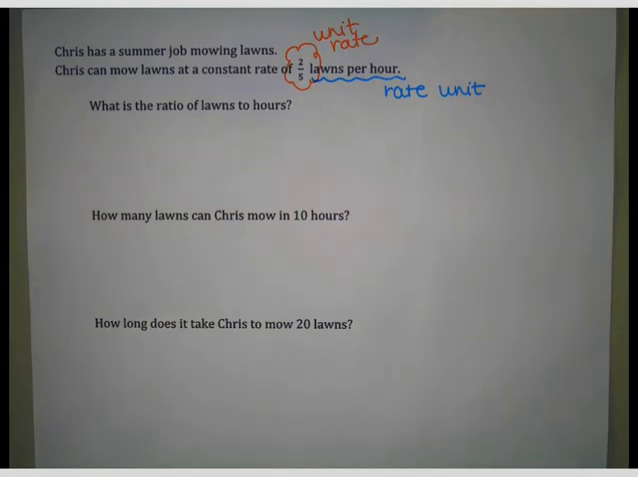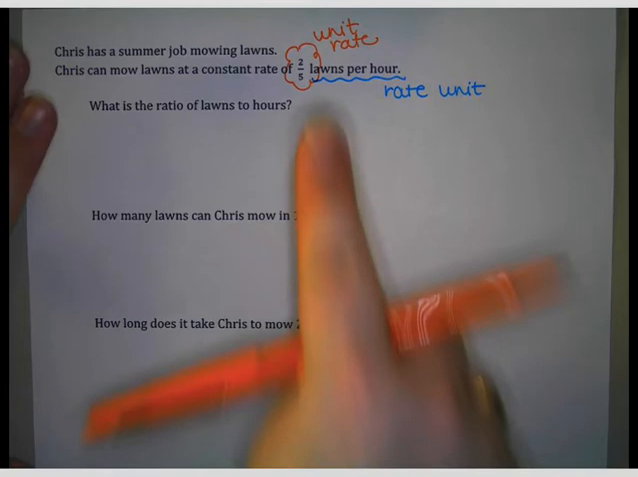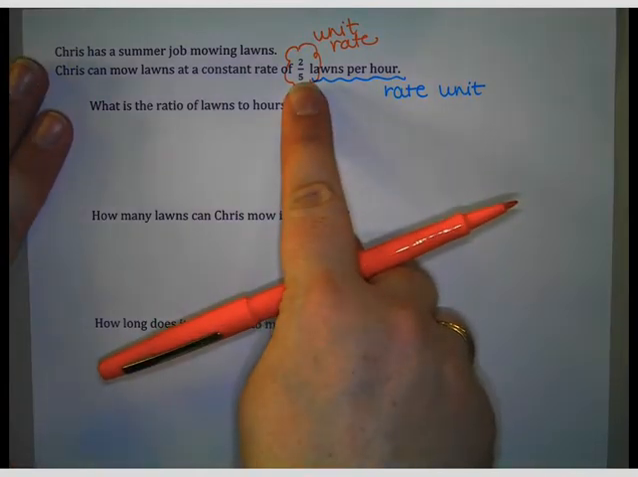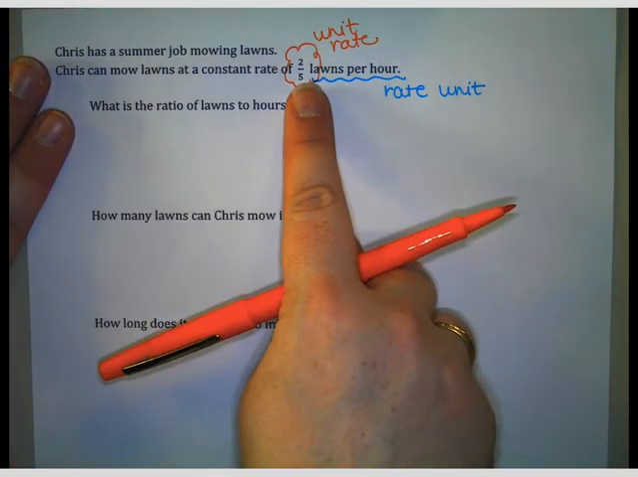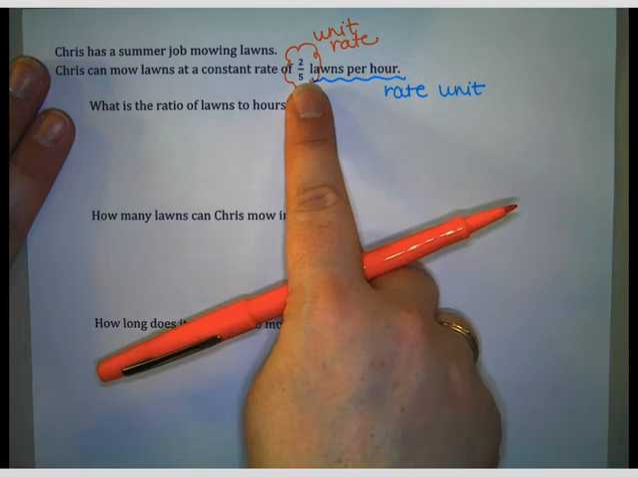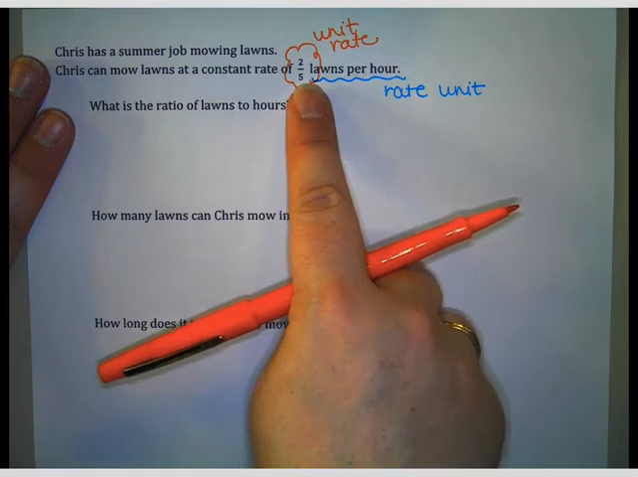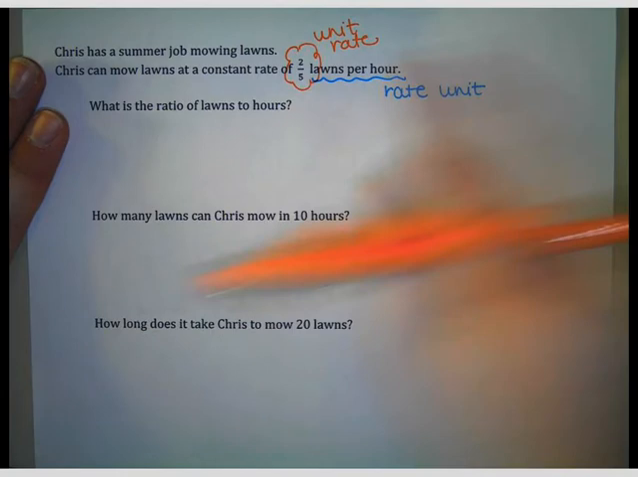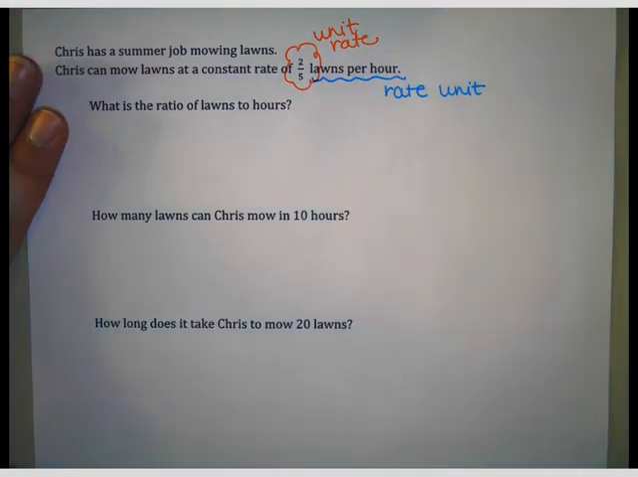So the first question they ask is, what is the ratio of lawns to hours? So now I'm taking this new rate information and kind of going backwards to the ratio. Well, I learned in the last problem that if I know the unit rate, the unit rate is the same as the value of the ratio. I'm going to say that again. The unit rate is the same as the value of the ratio.